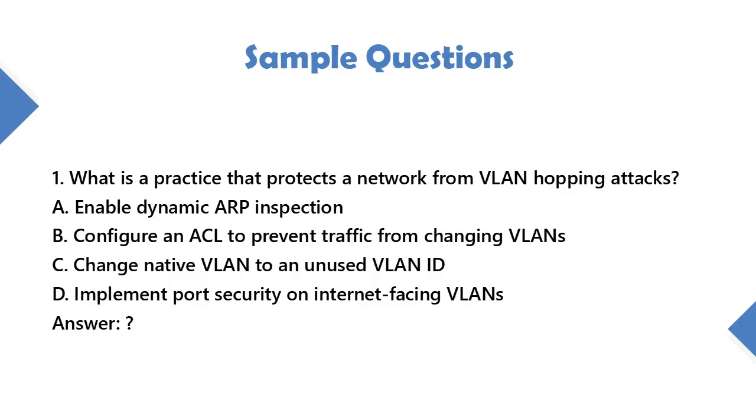1. What is a practice that protects a network from VLAN hopping attacks? A. Enable dynamic ARP inspection. B. Configure an ACL to prevent traffic from changing VLANs. C. Change native VLAN to an unused VLAN ID. D. Implement port security on Internet-facing VLANs.